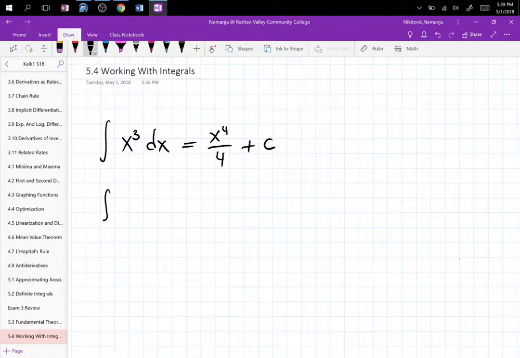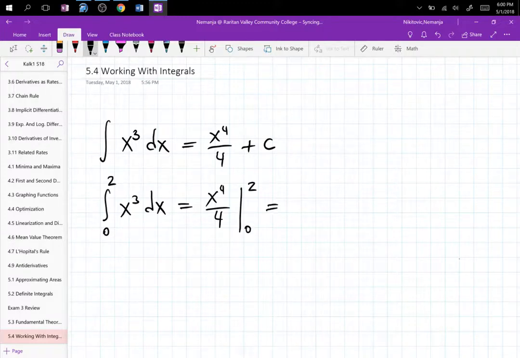Then we said, okay, I can have the same integral x cubed dx, but now I can have the integration go from 0 to 2. Now this creates a definite integral. Your antiderivative is still x to the 4 over 4, but now we are computing from 0 to 2, which gives you 2 to the 4 over 4 minus 0 to the 4 over 4 using the fundamental theorem of calculus part 1. 2 to the 4 is 16, divided by 4, and the answer is 4.